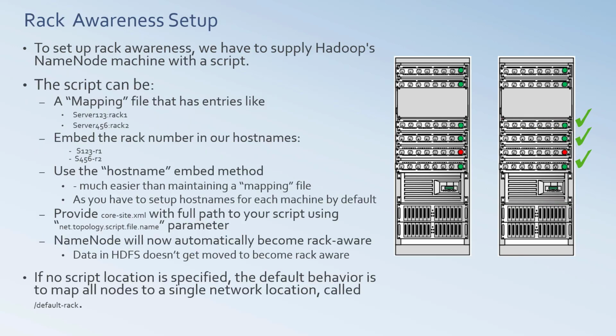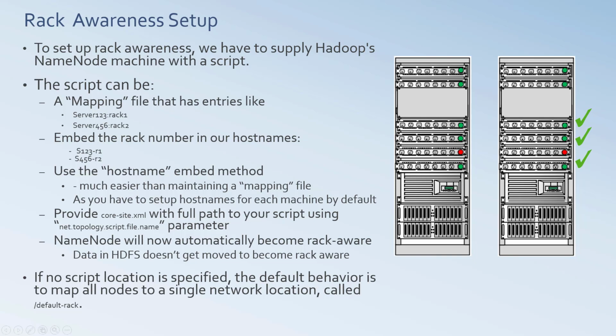So let's quickly look at the rack awareness setup. To set up the rack awareness, we have to supply Hadoop's NameNode a script. This script takes multiple IP or hostname addresses and returns a rack ID. There are 2 ways we can write this script. One way is to create the script by using a mapping file, which is just a static file where we specify individual servers, nodes, and the racks that they belong to. Here you can see that we went in and set up server 123 saying that it's in rack 1, and server 456 in rack 2.